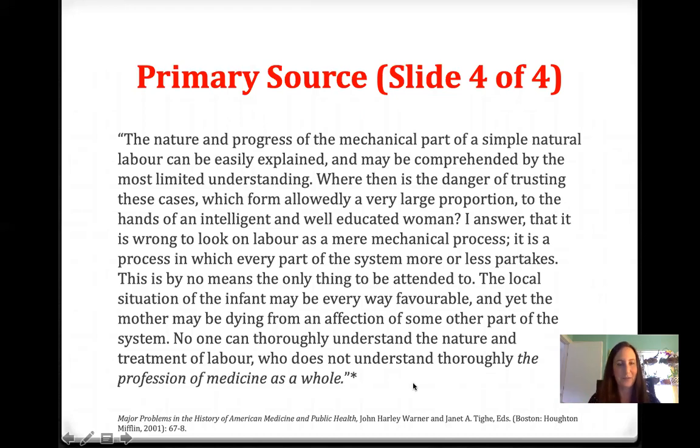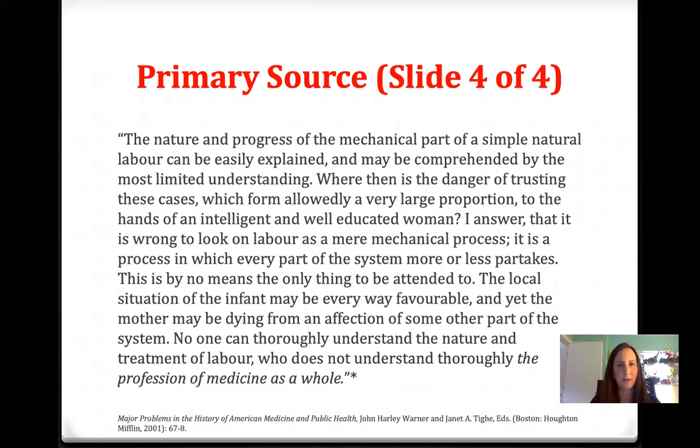This is the last slide of the primary source. The nature and progress of the mechanical part of simple natural labor can be easily explained and may be comprehended by the most limited understanding. Where then is the danger of trusting these cases, which form allowedly a very large proportion, to the hands of an intelligent and well-educated woman? I answer that it is wrong to look at labor as a mere mechanical process. It is a process in which every part of the system more or less partakes.